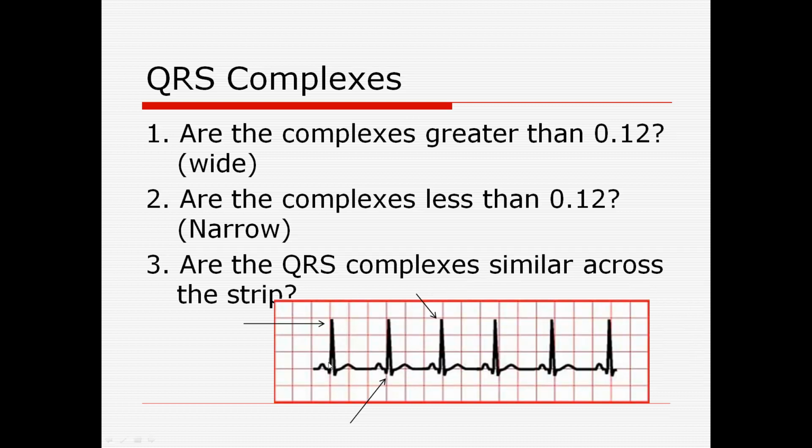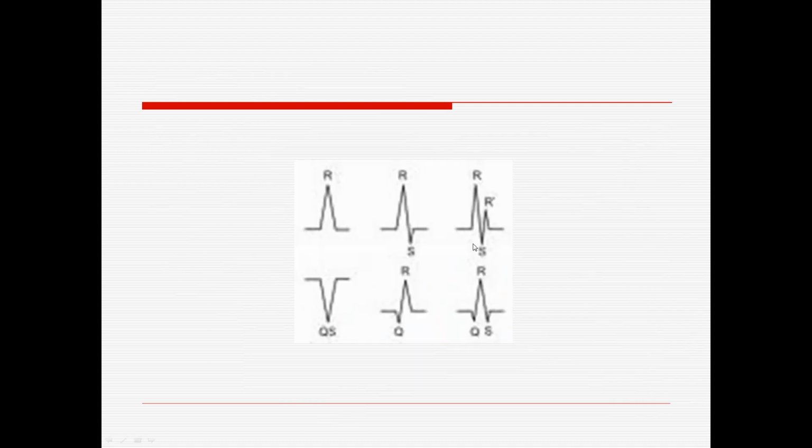Now a wide one right here, and if it was larger than 0.12, we might have something going on with the electrical pathway and there's a block causing it to be wider and something's abnormal with the heart.